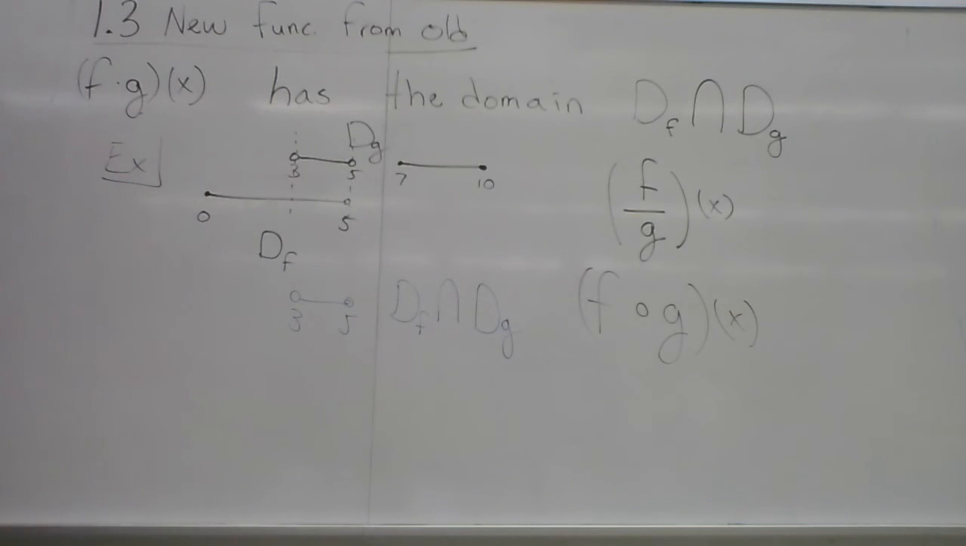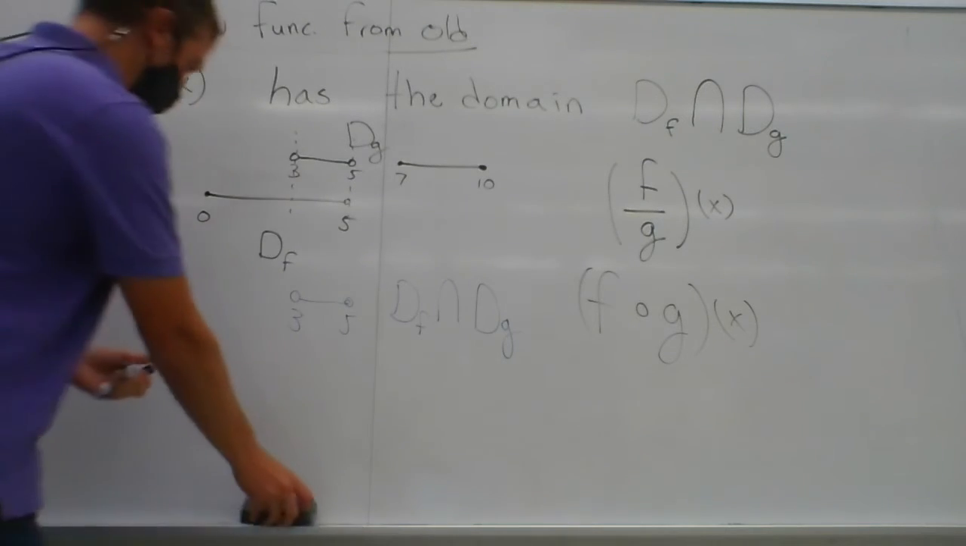Okay, the next one is the quotient. I'll give you a second before I erase. Can I erase the example now? Yeah, Fred. What does that upside down U, what does that mean? Oh, it means intersection.